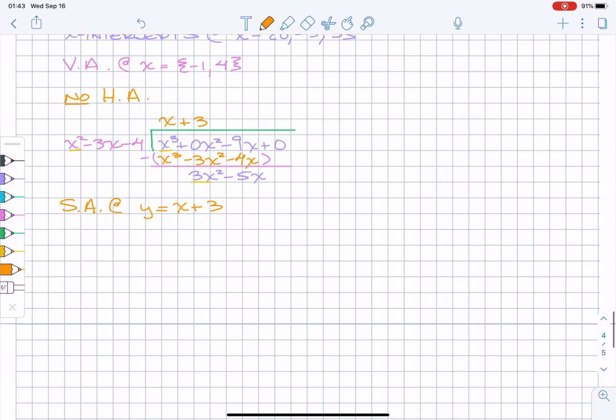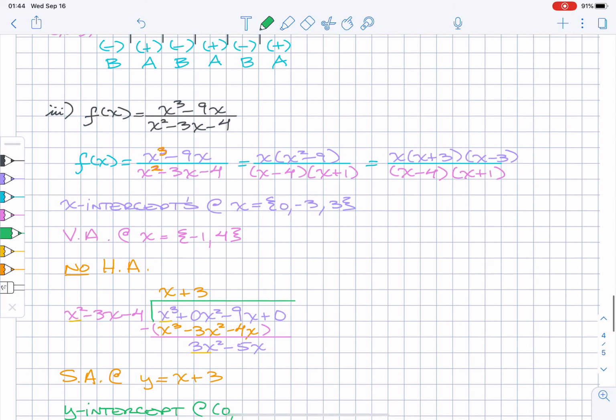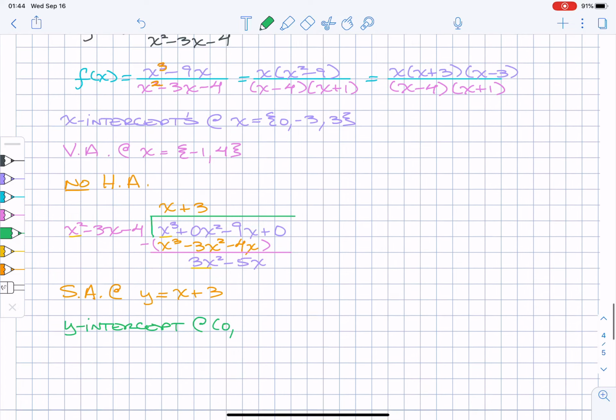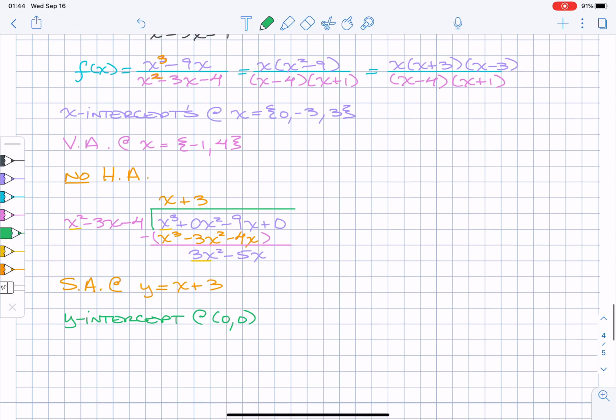Okay, what's next? My y-intercepts, right? So the y-intercept, singular, will be at 0, comma, when y is 0. So that's the only y-intercept, at 0, 0.